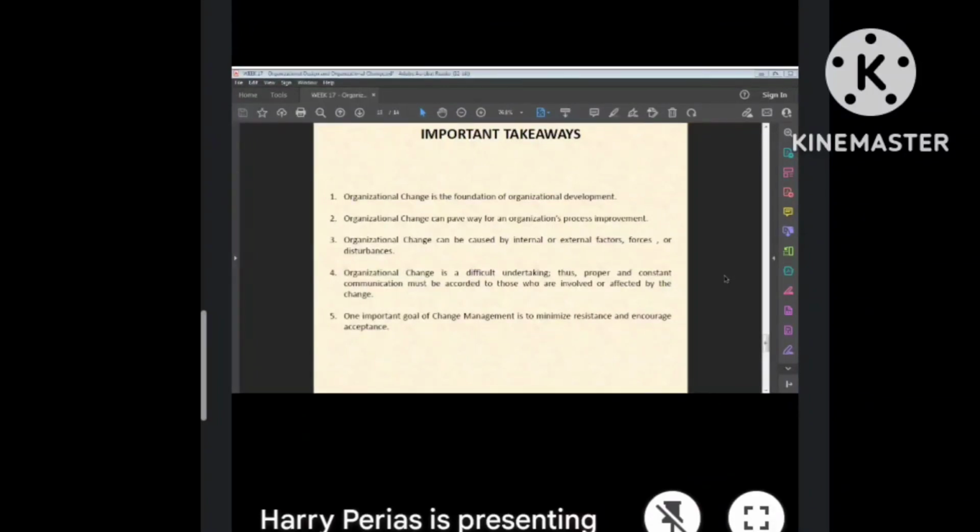Okay, and do not forget na ang organizational change is, again, ang pinaka-goal niya, pinaka-purpose niya is to have an increased productivity, efficiency, and effectivity. So, hindi tayo gagawa ng organizational change para lang sa wala at para mas lalong gumulo ang sistema ng isang organization.